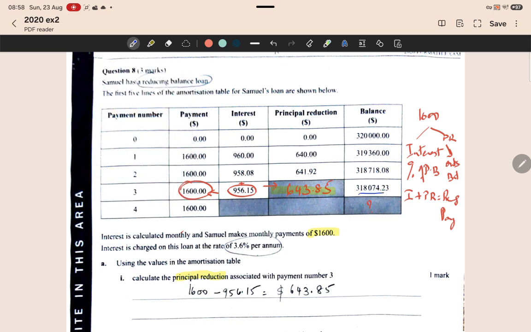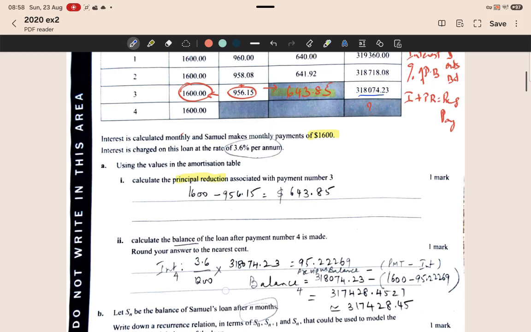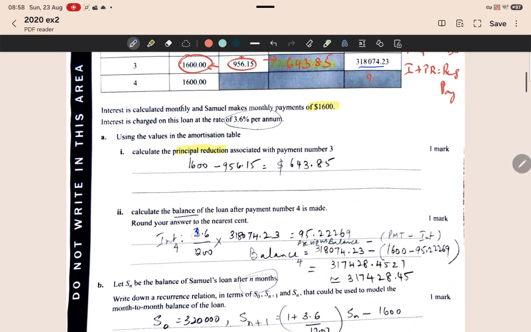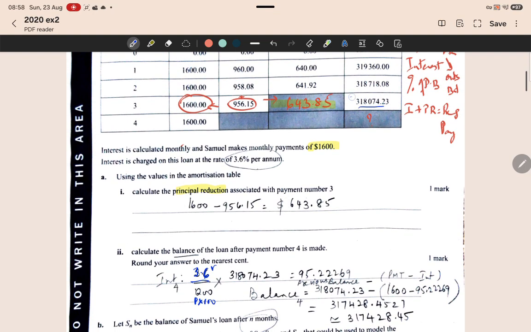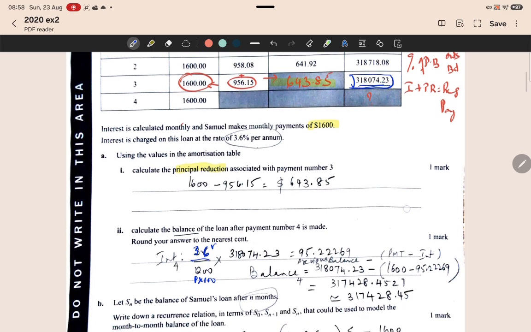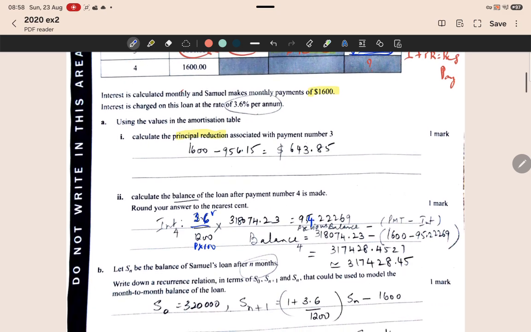So your interest with respect to your 4th payment is going to be 3.6, which is my annual rate of interest, divided by the number of times, so it's 12, P times 100, times the previous balance, this one. And that works out to be 954.22269. Approximately, if they had asked you, you would have rounded it up to 2 decimal places.